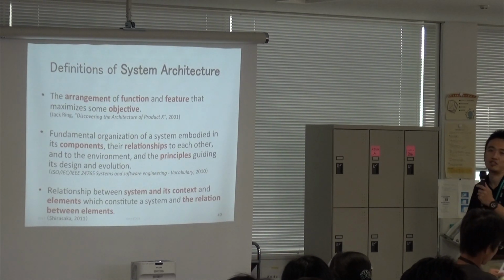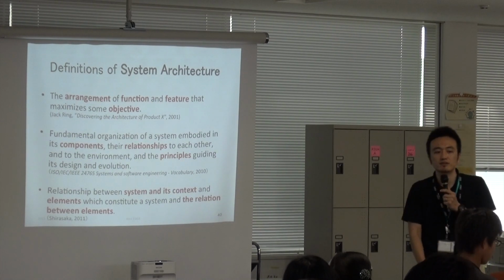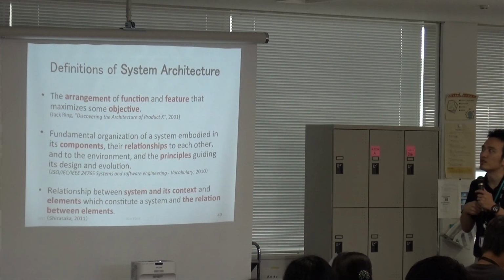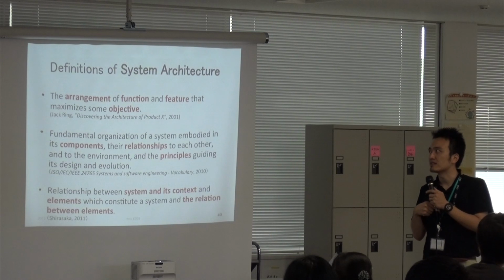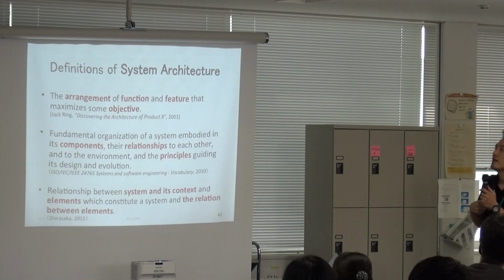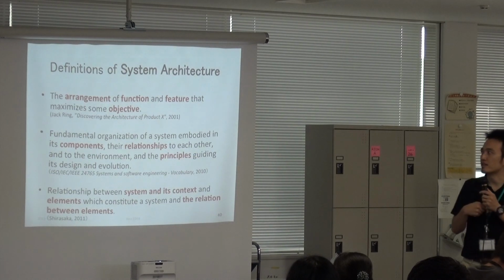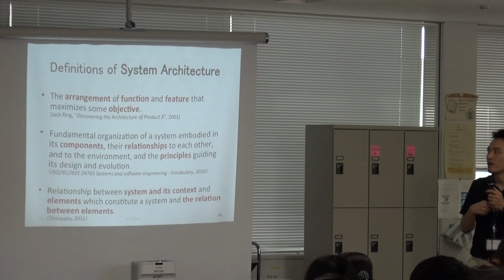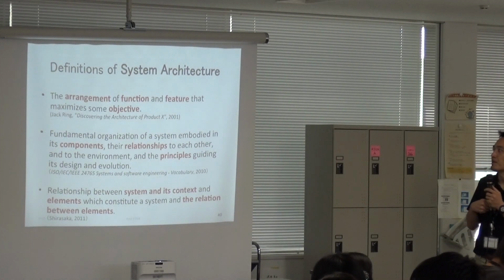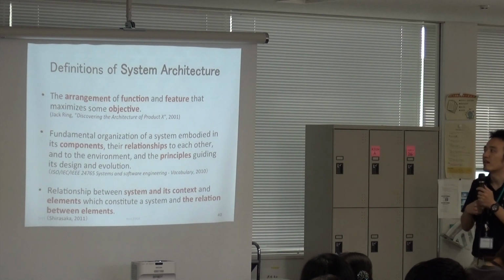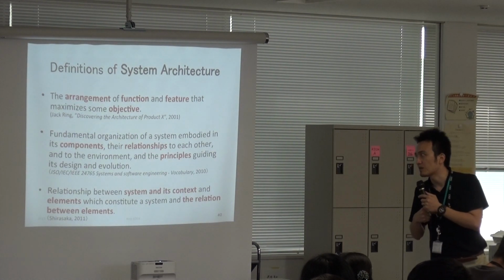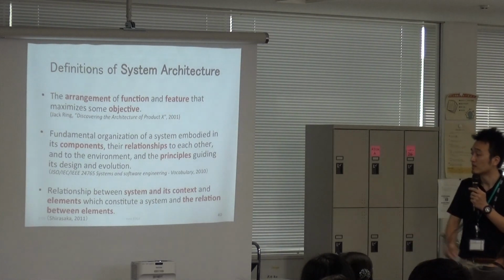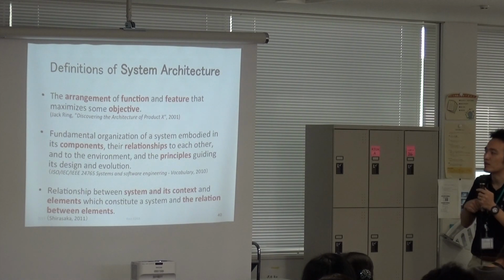And here are some definitions. There are some different definitions in different books and from different people. So this one says the arrangement of function and feature that maximizes some objective. The second one says fundamental organization of a system embodied in its components, their relationship to each other and to the environment, and the principles guiding its design and evolution. Or the relationship between system and its context and elements which constitute a system and the relation between elements.